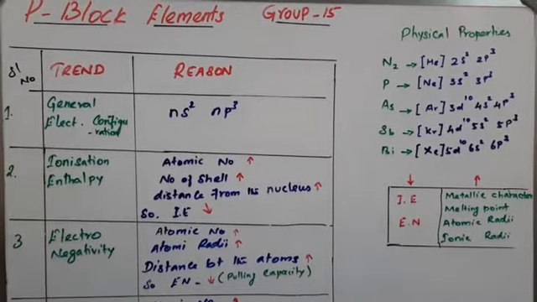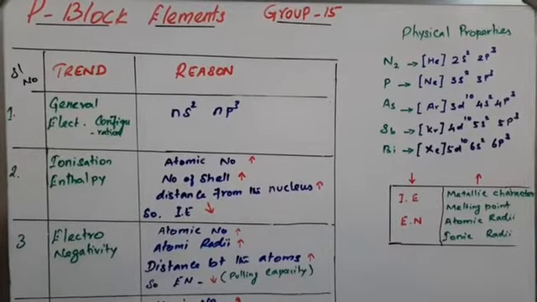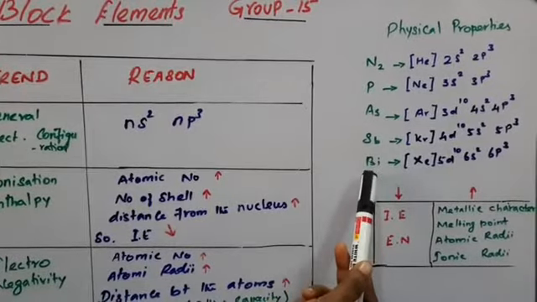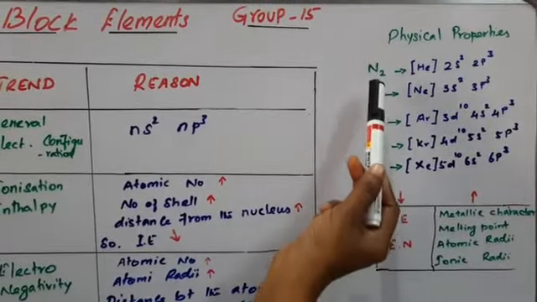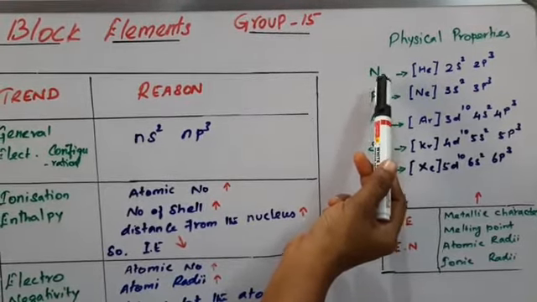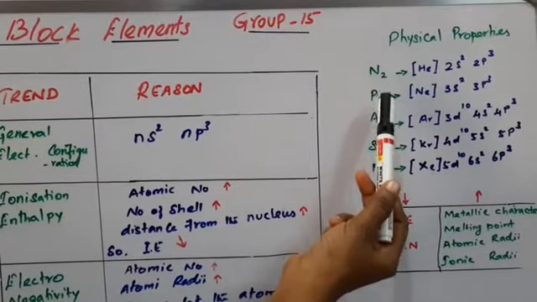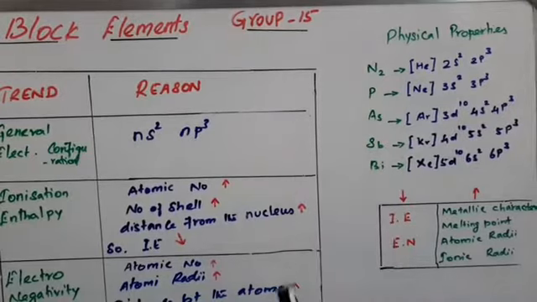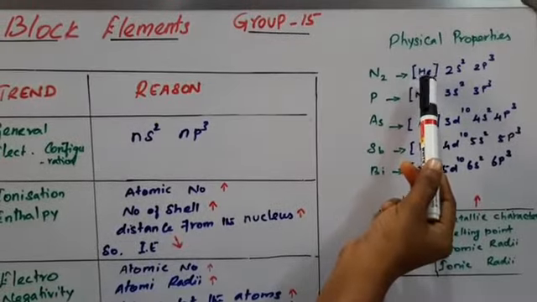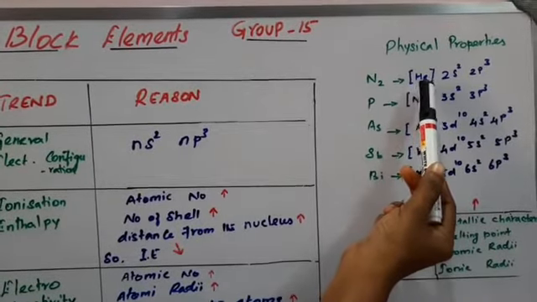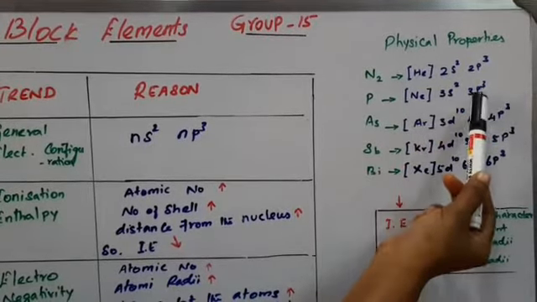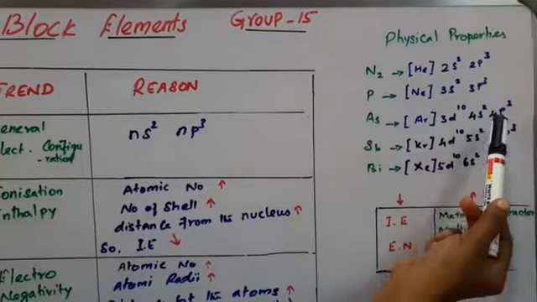First of all, what are the group 15 elements present here? Nitrogen, phosphorus, arsenic, antimony and bismuth. Nitrogen always exists as dinitrogen, that is N2. The configuration is related to helium, the inert gas configuration: helium 2s2 2p3; phosphorus is neon 3s2 3p3, and arsenic 3d10 4s2 4p3, like that.